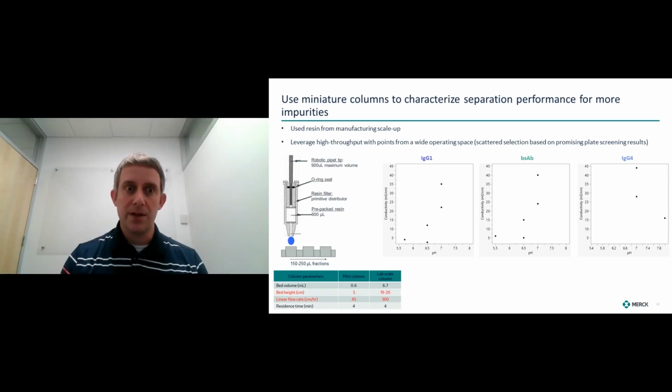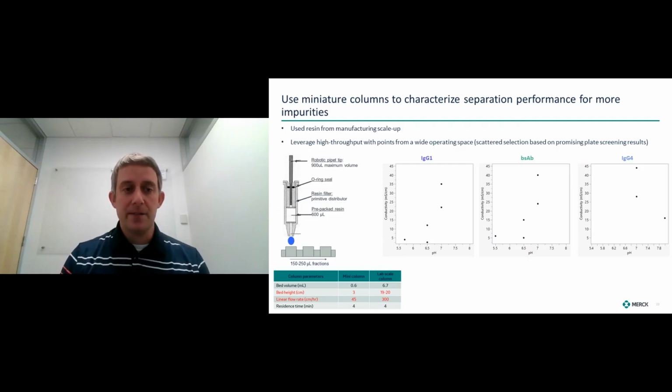From there, we really wanted to explore overall capabilities more thoroughly. So we used miniature columns on the liquid handler to characterize separation performance for additional impurities. At this point, we used Nuvia wPrime 2A resin from a scaled up manufacturing lot. And we're still using high throughput, based on what seemed like a promising wide operating space. The design points for this are scattered throughout. There's potential to design more extensively, but we wanted a pretty random sampling, really only avoiding that top right corner where aggregate removal for a couple of molecules hadn't been as promising.